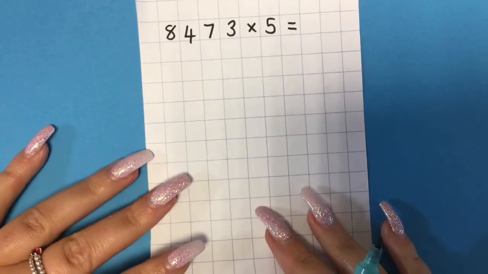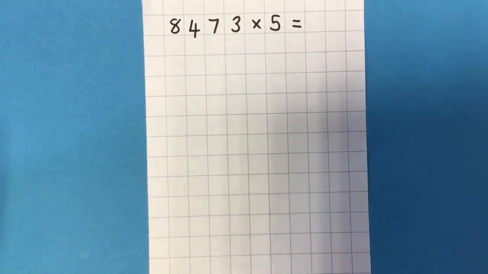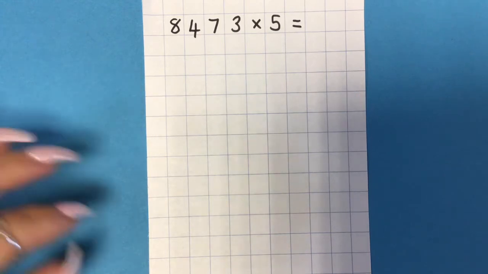Okay, so today I just thought I would do an example of short multiplication. A lot of these questions crop up in our arithmetic papers quite a lot, and a year 6 target is for you to be able to multiply a 4-digit number by a 1-digit number and do short multiplication to show your answer. So if we've got this question here, which is 8,473 times by 5, we would set it out in a column method.